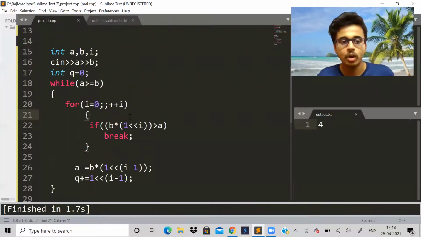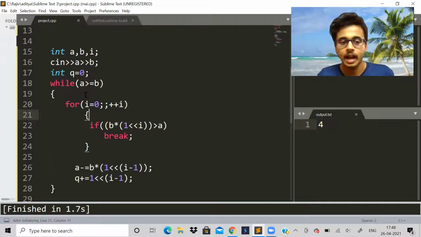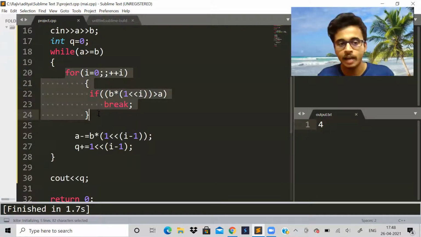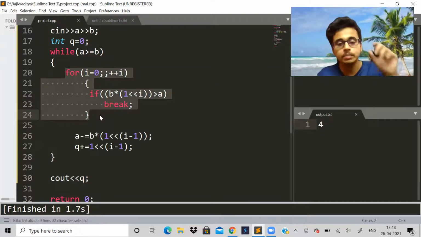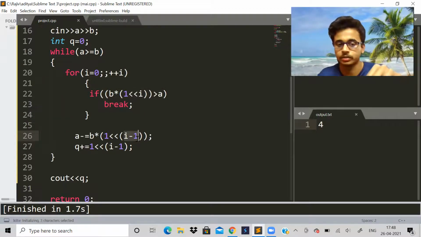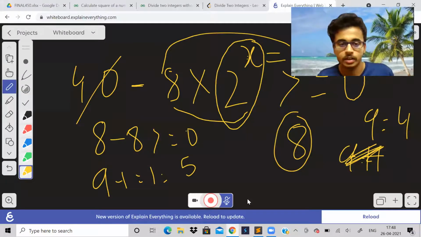So I've written a small code over here. I've taken two integers a and b, and I have written the same thing. Basically over here I am finding out which power of 2 when multiplied by b is greater than a. Then I will take the one which has the lesser value. So I don't think you understood what I told now. Basically, how to explain it to you.